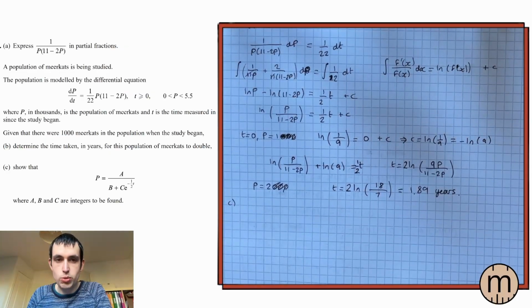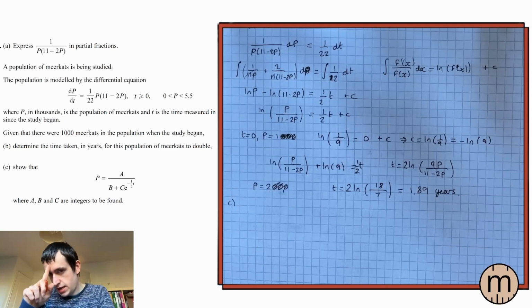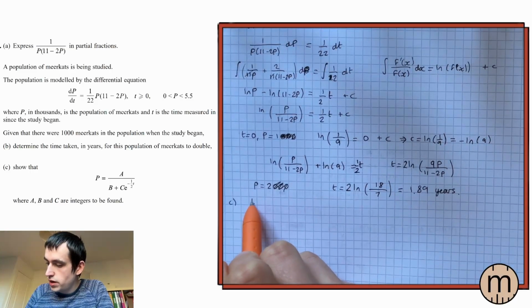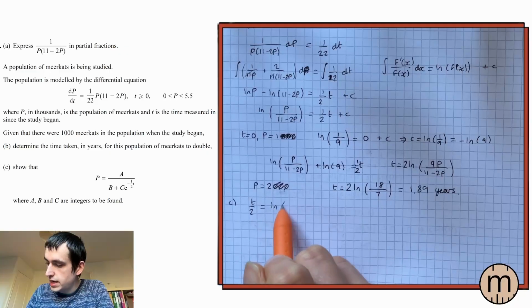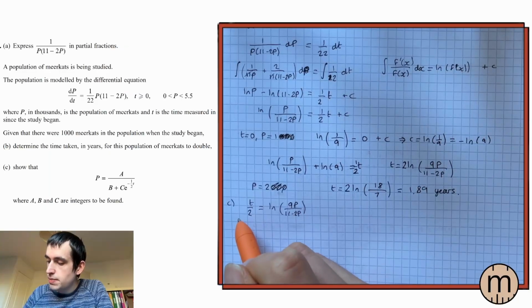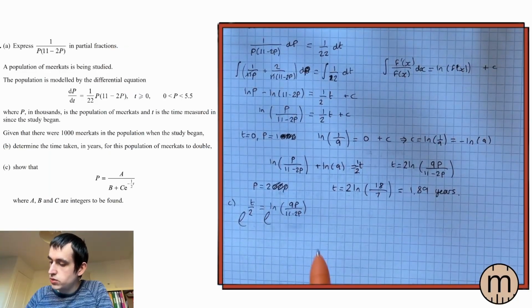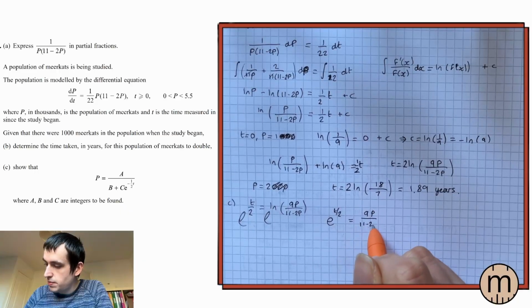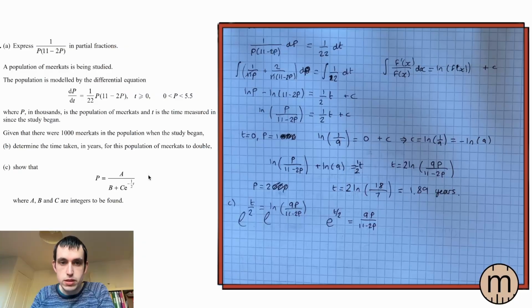So let's talk about part C. We now need to show that P is equal to that thing in terms of e. And this is actually not too bad. We're just rearranging here. We've got t here. So if we divide by 2, we get t over 2 is ln 9p over 11 minus 2p. And if we do e to the power of both sides, we get e to the power of t over 2 is equal to 9p over 11 minus 2p. And given the question, it's got e to the power of minus a half. So it's of the right kind of form. We'll get them negative eventually, but for now, we'll leave it like this.